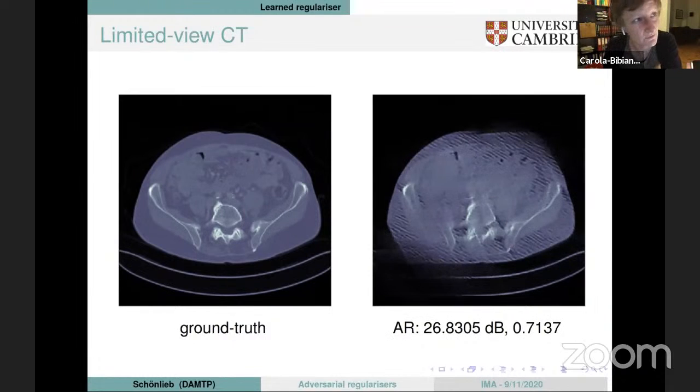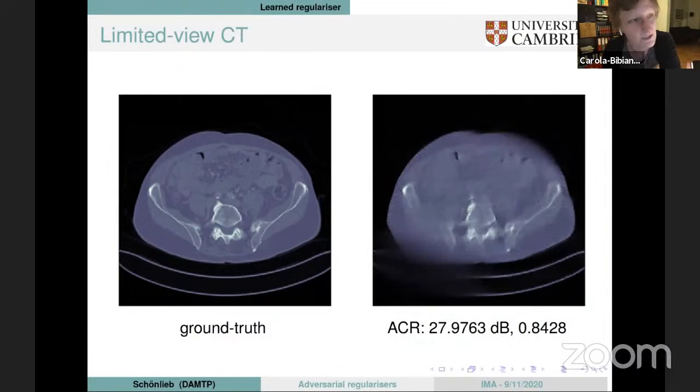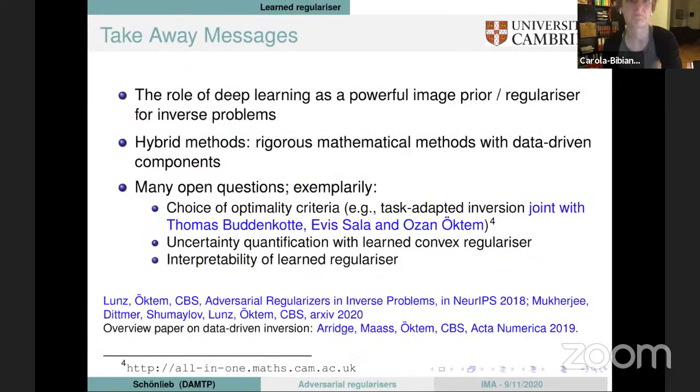This is the adversarial regularizer. So this looks awful. And I can explain this also later. And this is the convex adversarial regularizer. So this definitely also gives you more stability.